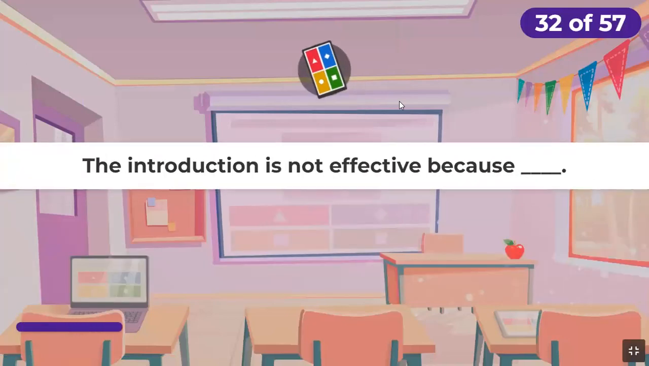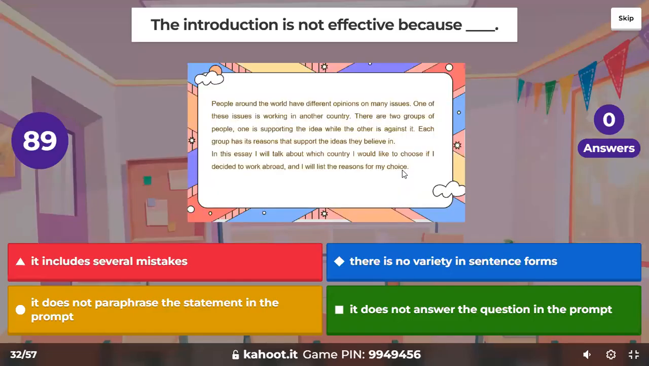Now this is a double score question. The introduction is not effective because, okay, now it includes several mistakes. There is no variety in sentence forms. The sentences are all simple. It does not paraphrase the statement in the prompt, and it does not answer the question in the prompt.